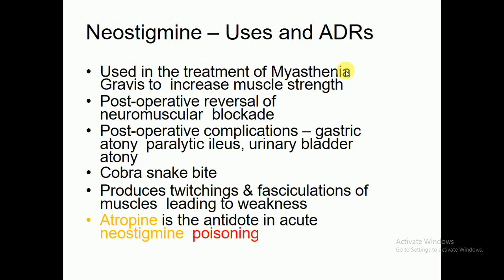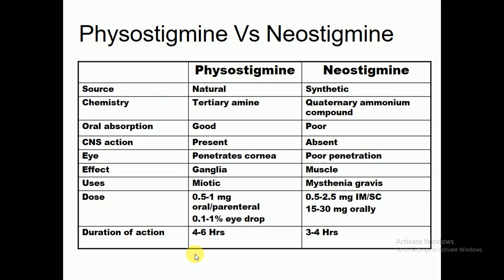It is used in the treatment of myasthenia gravis to increase muscle strength. It is also used in the post-operative reversal of neuromuscular blockade, and in post-operative complications like gastric atony, paralytic ileus, and urinary bladder atony. It is also very effective in the treatment of cobra snake bite. It also produces twitching and fasciculation of the muscle leading to weakness. Atropine is the antidote in acute neostigmine poisoning.